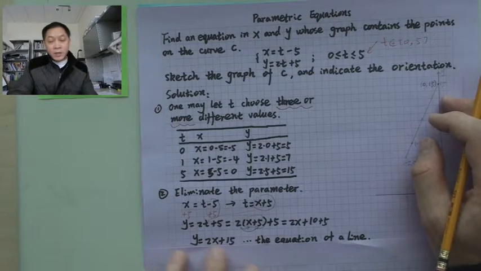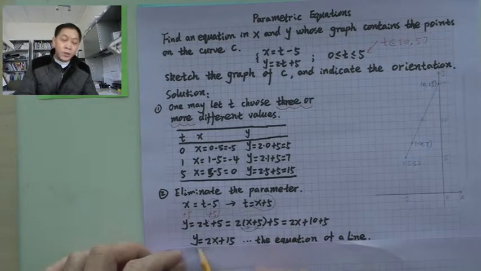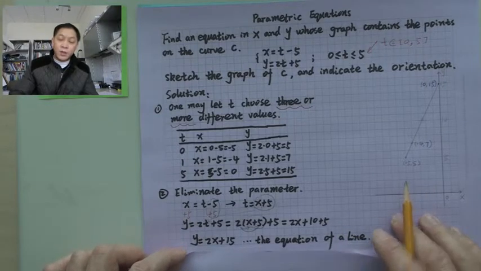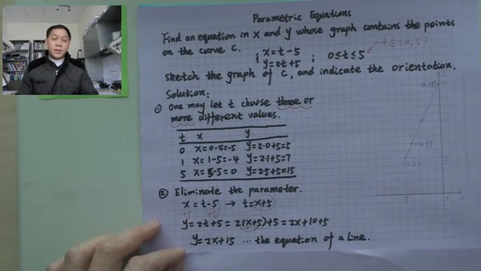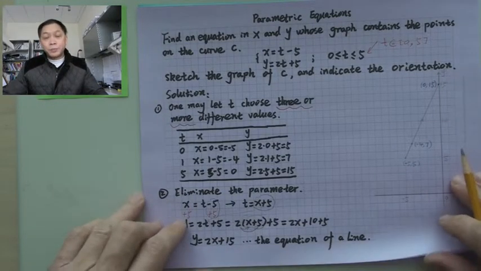Line segment. And then here, after t is eliminated, we know this is a slope-intercept form, so this is the equation of a line. All right. Now we are clear about this example.